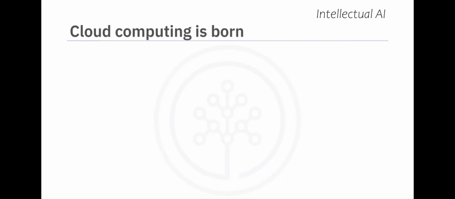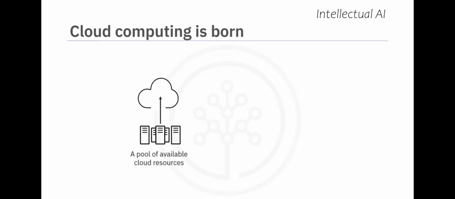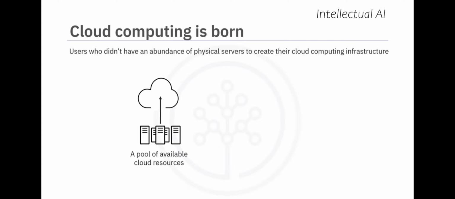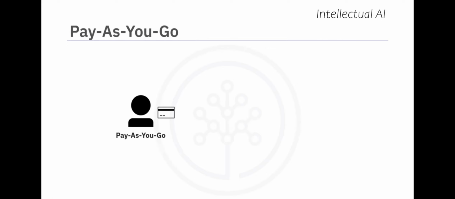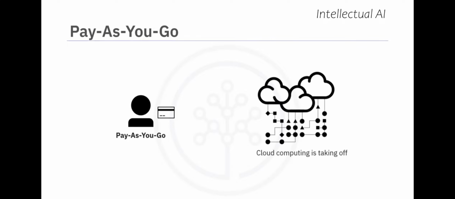As technologies and hypervisors improved and could share and deliver resources reliably, some companies decided to make the cloud's benefits accessible to users. These users did not have an abundance of physical servers to create their cloud computing infrastructure. Since the servers were already online, spinning up a new instance was instantaneous. Users could now order cloud resources from a larger pool of available resources and pay for them on a per-use basis, also known as pay-as-you-go. This pay-as-you-go, or utility computing model, became one of the key drivers behind cloud computing's launching.